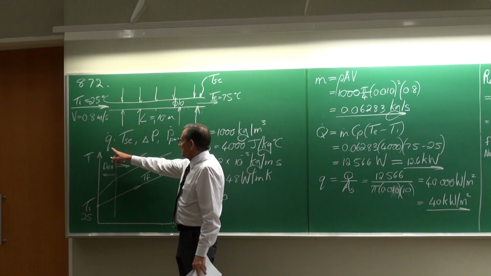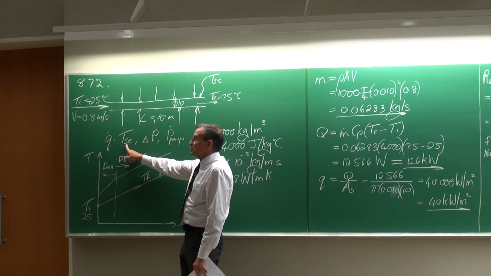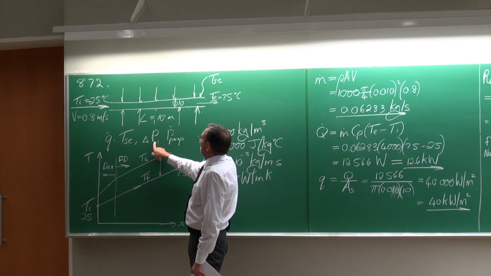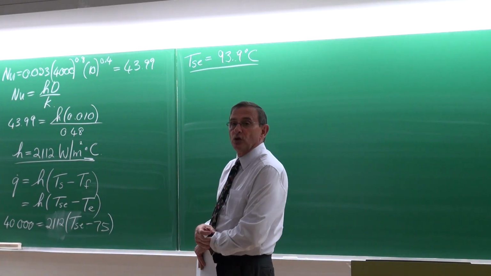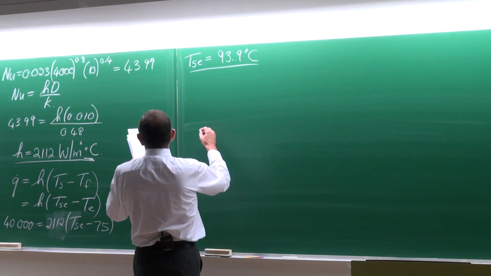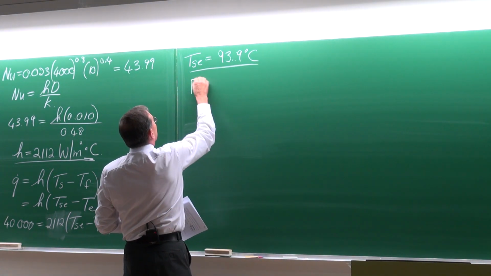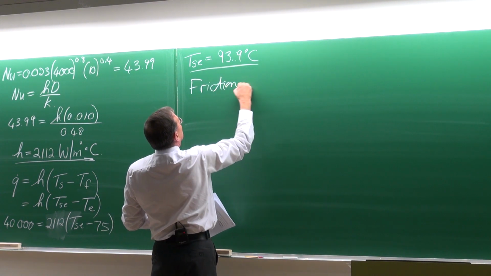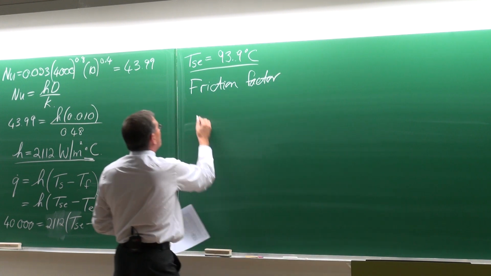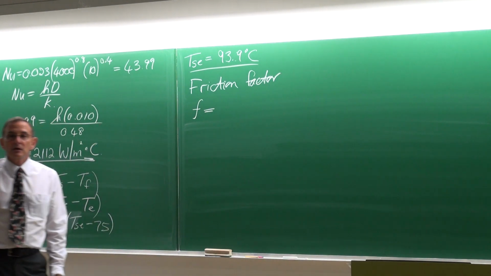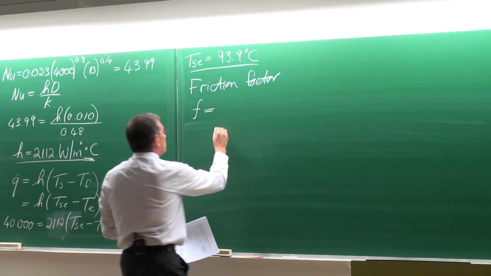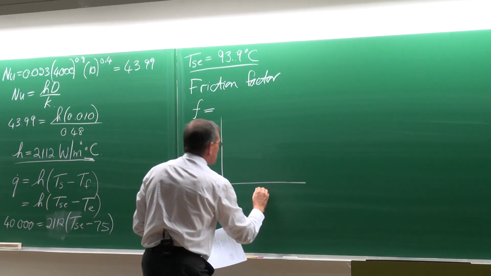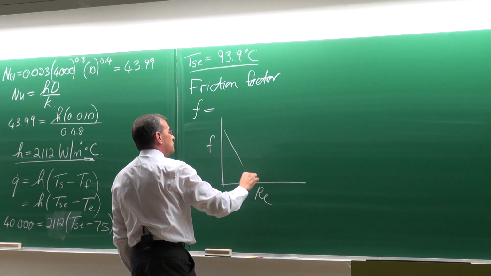The questions were the heat flux, the temperature of the surface here at the outlet, the pressure drop, and the pump power. So let's do the other part. In terms of getting the pressure drop, we have to get the friction factor. Where do you get it? Well, from the Moody chart. There's a Moody chart at the back of your textbook. The Moody chart typically looks like this: the friction factor as a function of Reynolds number.